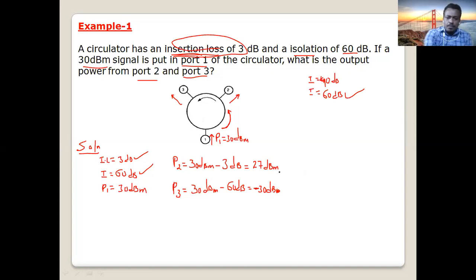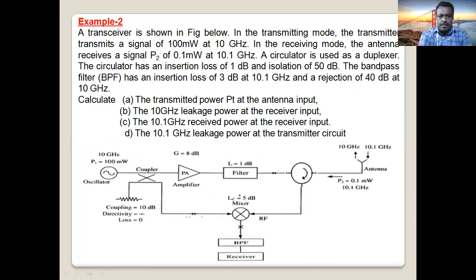Okay, so to calculate P2, we subtract insertion loss. To calculate P3, we subtract isolation. Because P3 is the unwanted direction, you have to subtract the isolation. If the signal goes in the correct direction, we subtract the insertion loss. Okay, let's see another example.